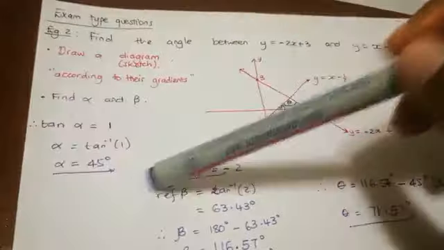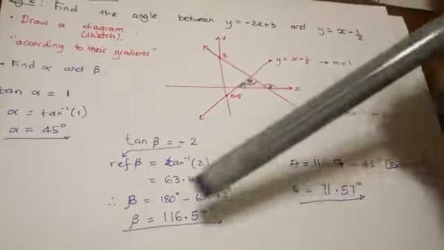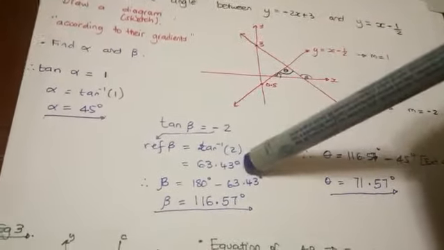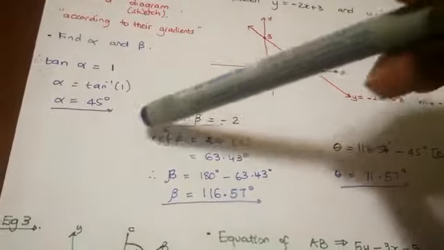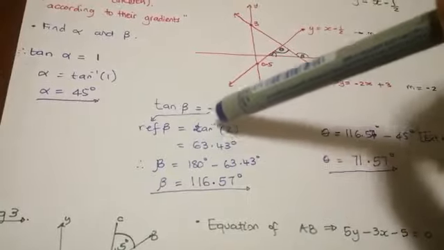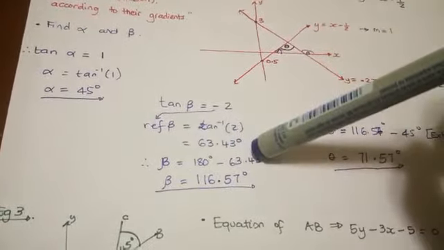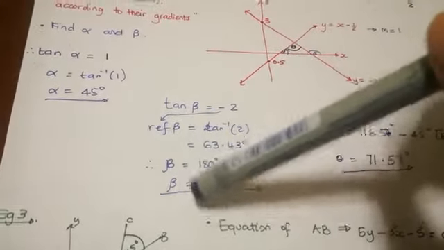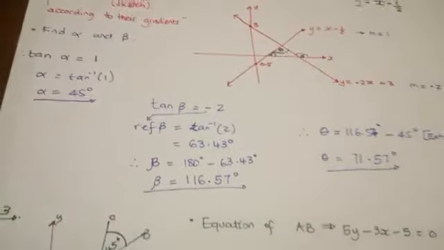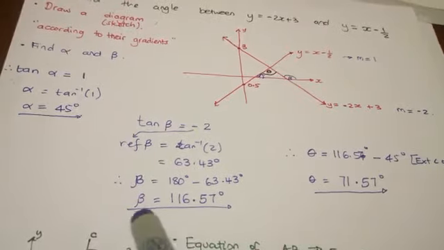So alpha is then going to be 45, and then beta, the gradient is negative, so that means I need to find the reference angle first. Remember, if you have a negative here, you first need to find the reference angle. So the reference angle is 60, and remember, when you do the reference angle, it has to be positive here, and then you get 63.43, and then you use that to find the actual beta by subtracting from 180. So beta is then going to be 116.